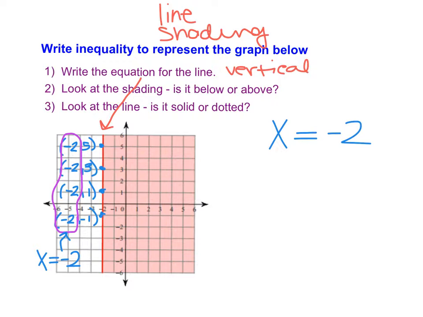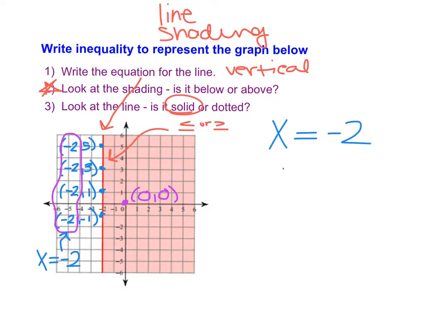Then from here, I need to look at the line. So I look here at this line, I notice that it is solid. So I have a less than or equal to or a greater than or equal to sign that's going to be used for my inequality. And then from here, this one's kind of a trick part, this part 2. It says look at the shading, is it below or above? Well, it's not really below or above, it's to the left or to the right. So what we need to do here is pick a point that needs to work in our inequality. So here I notice that I have the point 0, 0, and that needs to work in my inequality regardless of how I write it.